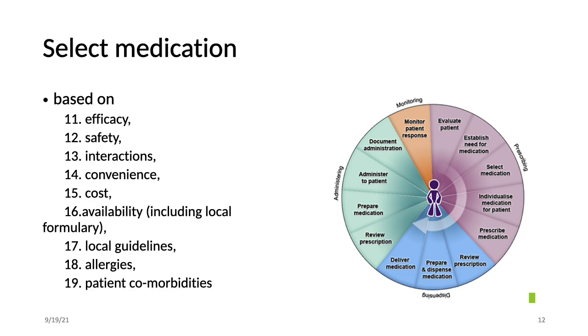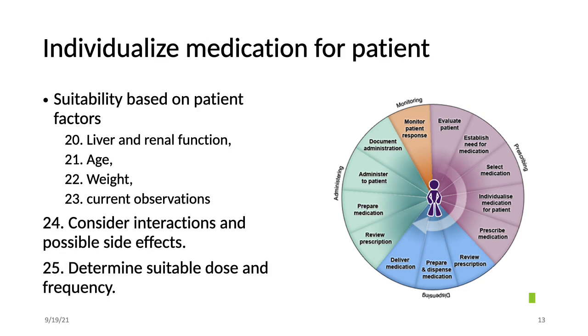As you know, as far as now, in these two steps, we are going through almost 9 small steps. Then you select your medication based on efficacy, safety, interaction with other medication and patient condition, the convenience, cost effectiveness, availability, and this include local formulary. And also you need to comply with local guideline and international guidelines. You need to assess the patient allergy, and other comorbidities might dictate that you need to modify your dose.